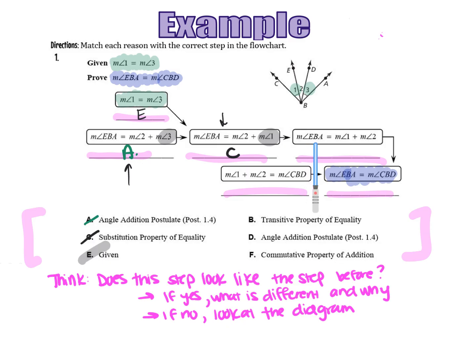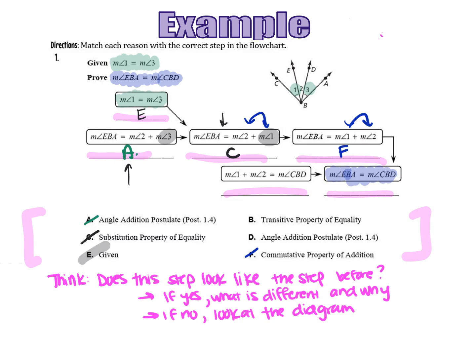The measure of angle EBA, okay, that looks similar. Is it angle 1 and angle 2 added together? That looks similar. So what is different? These two things are switching places. So what's happening here that's different is that angle 1 and angle 2 are swapping positions. That is the commutative property of addition.